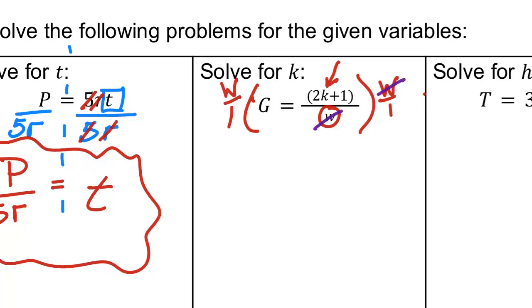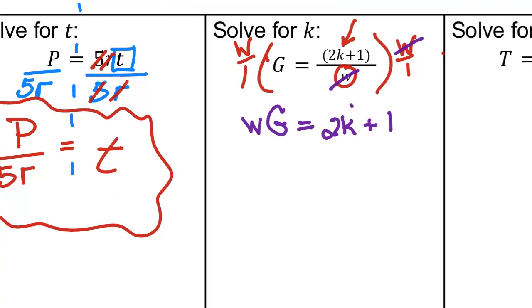And on the left, you have W times capital G equals, and since those W's canceled out, we are not distributing. It's just 2K plus 1. And I can take out the parentheses because I can't combine those anyway. What would I do next? Cameron, what do you think you would do next if I'm trying to get K by itself? Yeah, subtract 1, subtract 1.